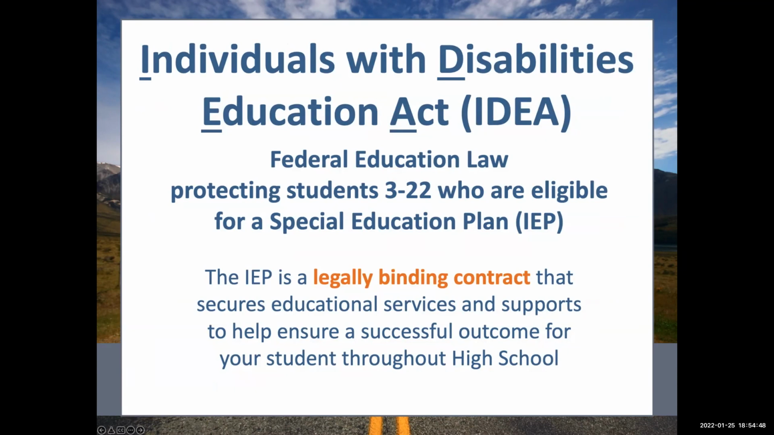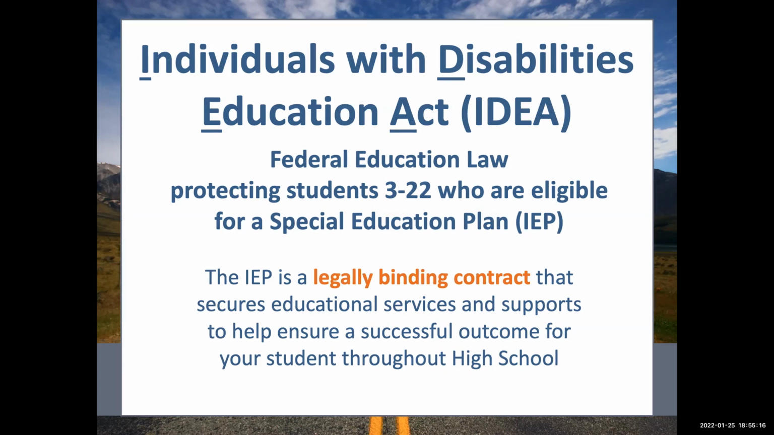So, I'm going to briefly go over some of these. And again, some of you might know some of this, but the Individuals with Disabilities Education Act is a federal education law, and it protects students from the age of 3 to 22 who are eligible for a special education plan, an IEP. As we all know, the IEP is a legally binding contract that secures educational services and supports to help ensure a successful outcome for your student throughout school.